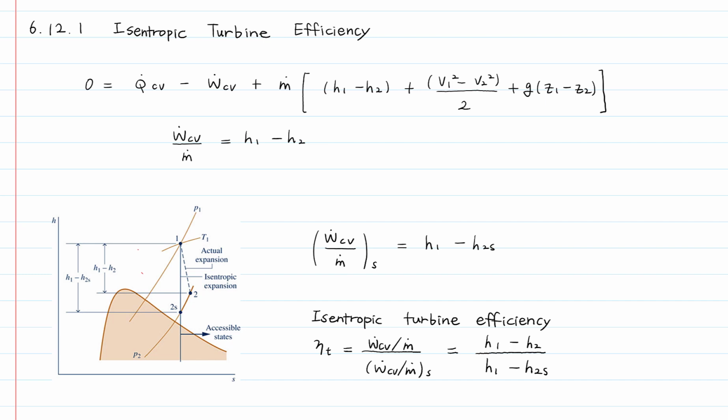Section 6.12.1 Isentropic turbine efficiency. In these sections, we are going to study the thermodynamic performance of steady flow devices such as turbines, compressors, pumps, and nozzles. We'll evaluate the best performance we can get from the device and determine how well the actual device performs compared to the ideal device.